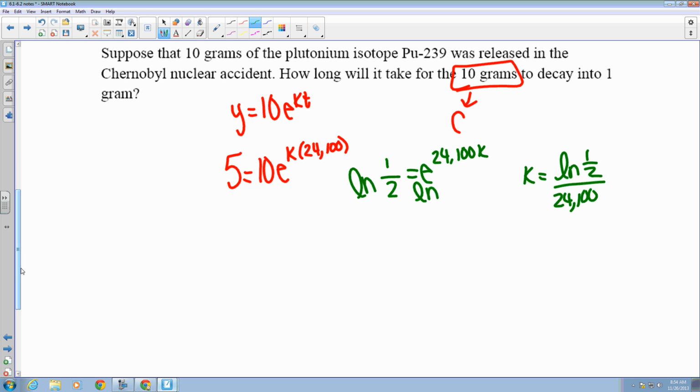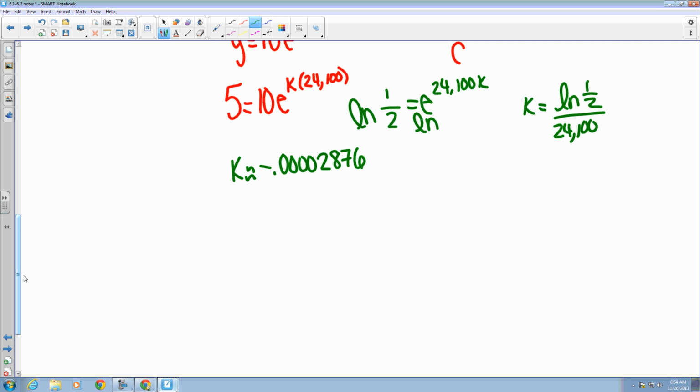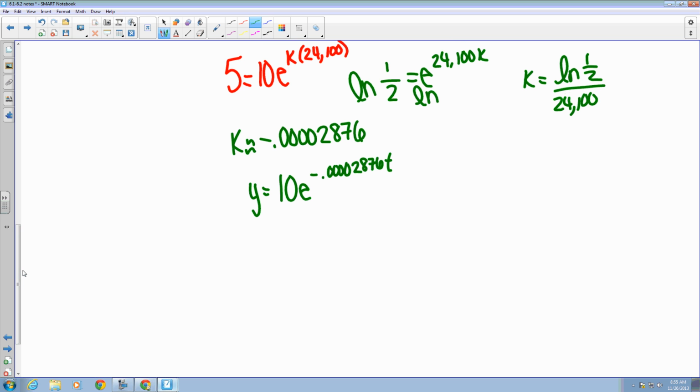If you divide that out, k is approximately negative 0.00002876. So if there's a bunch of zeros like that, you're obviously not going to just go to 4 decimal places. Go to 4 numbers. So if it's all zeros and then 4 numbers, you can stop there. So our function is y equals 10e^(-0.00002876t). And then the question is, how long will it take the plutonium to decay into 1 gram? So that's our y, and we'd have to solve it for t.